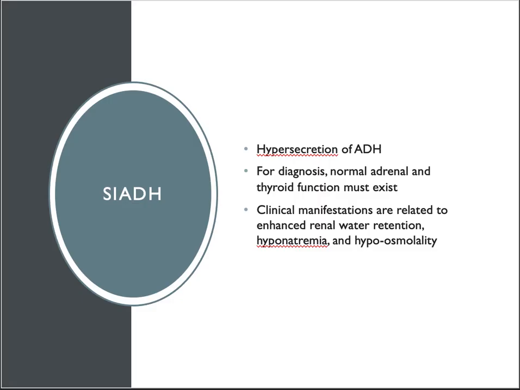All right, so let's talk about our pituitary disorders. First up, we have SIADH, or Syndrome of Inappropriate Antidiuretic Hormone. In this one, it's inappropriate and it's increased, okay? That's how you can remember that it's increased, is the I, even though it doesn't actually stand for increased. But in here, we have hypersecretion of ADH.